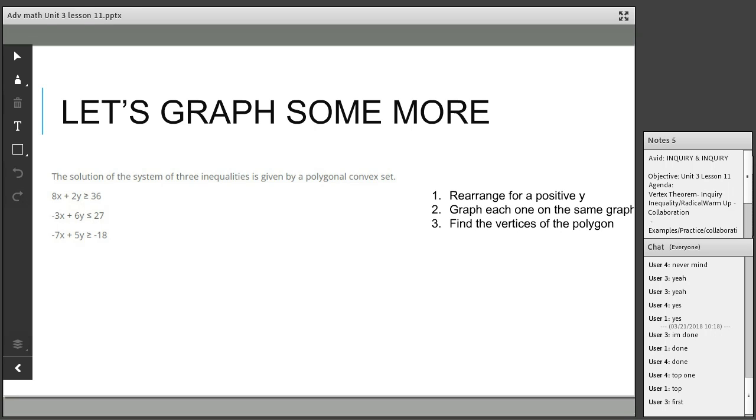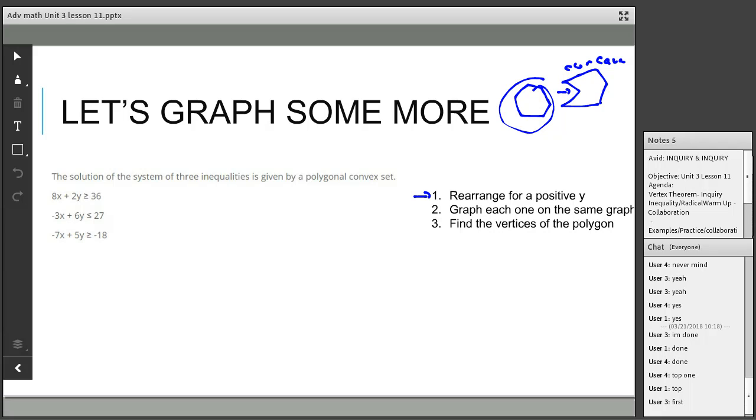Okay, so let's graph some more. These are a little bit more complicated. This is another one off your checkpoint. And it says the solution of the system of three inequalities is given by a polygonal convex set. So when it says polygonal convex set, that means the lines are going to form a polygon, and it's a convex polygon. So remember we talked about a convex polygon. There's no dips in it. Can't do dips or anything that goes in that makes it concave. So it's going to make a polygon that's convex.